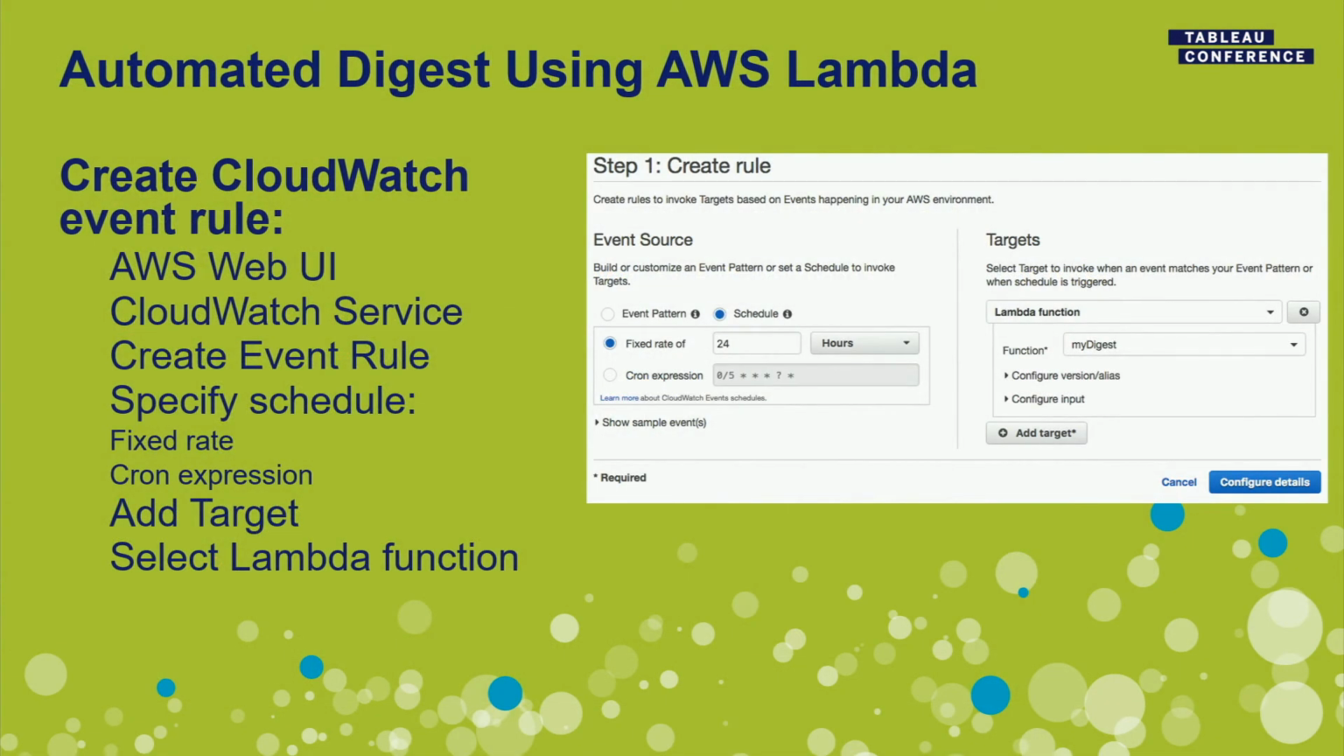Now, we also need to specify a frequency at which this Lambda is going to run. We need to tell AWS when to run it. We'll also use the AWS Web UI. This time, we're going to go to the CloudWatch service. We want to create an event rule. Once we're in there, it lets us specify a schedule. You can either set a fixed rate or use a cron expression. For our example, we'll just use a fixed rate of 24 hours. We're then asked to select a target, which will be the Lambda function we just created. And we're done. The Lambda will now run our Python code nightly, querying Tableau server for the updated workbooks and sending out the digest email.